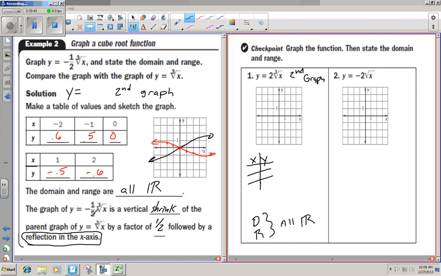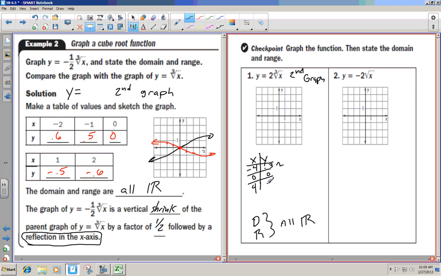Now, when you bring up the table for this, let's choose, I guess, negative 4, 0, and 4. When you choose negative 4, it ends up being approximately negative 3.1 or 3.2. 0 is 0, and 4 is positive 3.2.